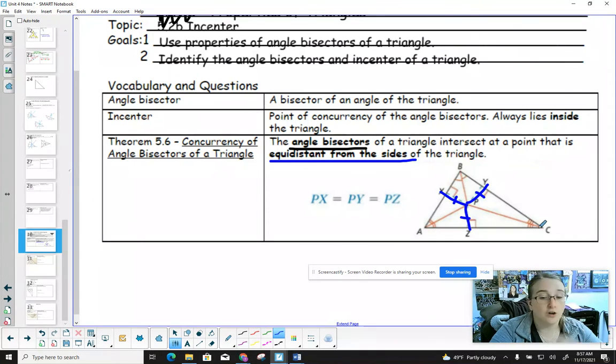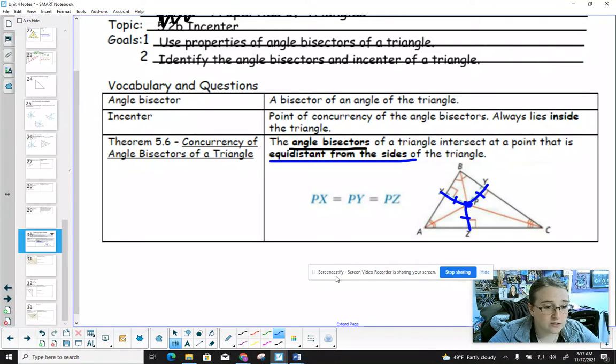My angle bisectors, again, are not what's equal. It's the fact that this point is equidistant from the sides of the triangle itself. Again, this is different than perpendicular bisector. In a perpendicular bisector, the circumcenter is equidistant from the angles. This is equidistant from the sides.